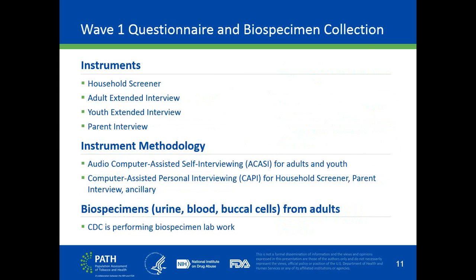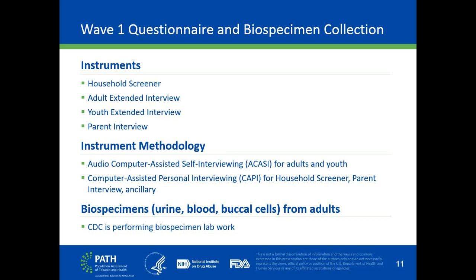The wave 1 questionnaire and biospecimen collection, there's a number of instruments that are used in the PATH study. There's a screener, which we mentioned. There's extended interviews for both the adult and youth. The adult survey takes about 60 minutes. The youth is just over 30 minutes. Parents of youth that are included in the sample also complete a relatively short questionnaire to help complement some of the information obtained directly from the participant.